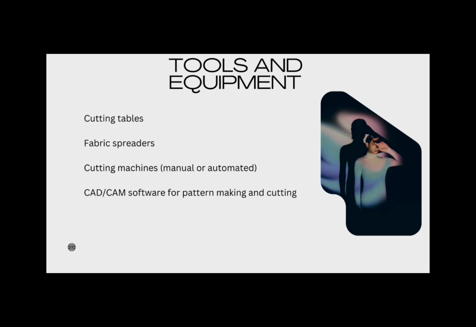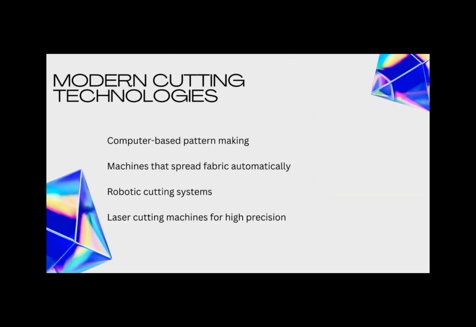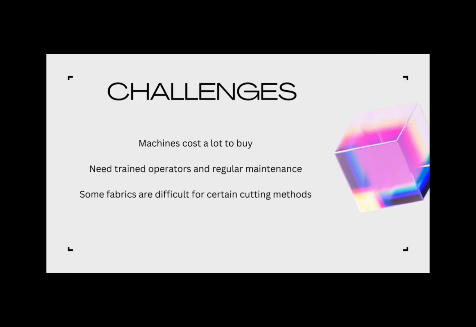Modern cutting technologies. Computer-based pattern making technology has advanced cutting methods too. Next is machines that spread fabric. Next is modern cutting technologies: computer-based pattern making, machines that spread fabric, automated robotic cutting systems, and laser cutting machines for high pressure.